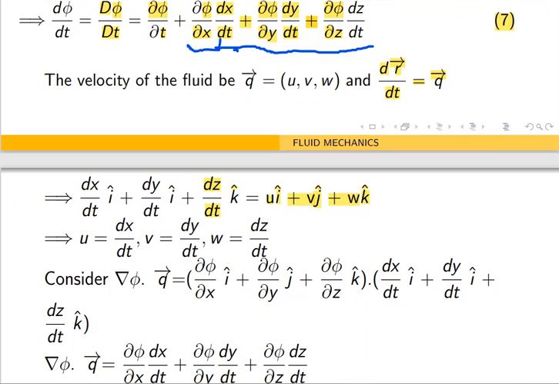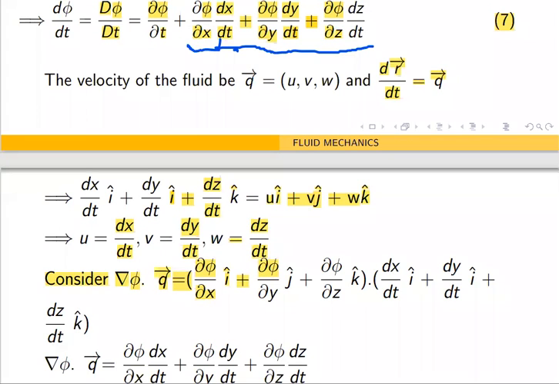Fine. So just equate the corresponding coefficients of i, j, k. So u is nothing but dx by dt, the i components. Now equate the j components: v is equal to dy by dt, and w is equal to dz by dt.